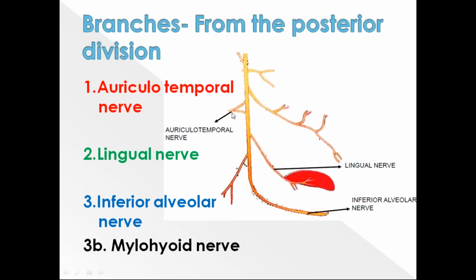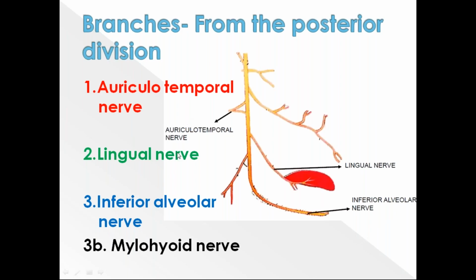The first branch is the auriculotemporal nerve. You can see this auriculotemporal nerve arises as 2 roots. That is a specialty of the auriculotemporal nerve. The next branch is the lingual nerve. Lingual means tongue, so it supplies the tongue. The next continuation of the posterior division of mandibular nerve is the inferior alveolar nerve. This is the largest branch of the posterior division of mandibular nerve.